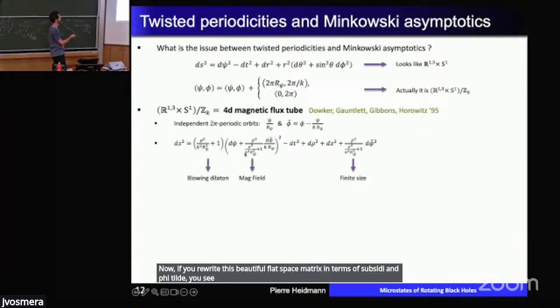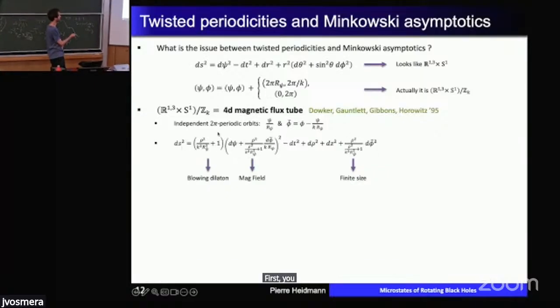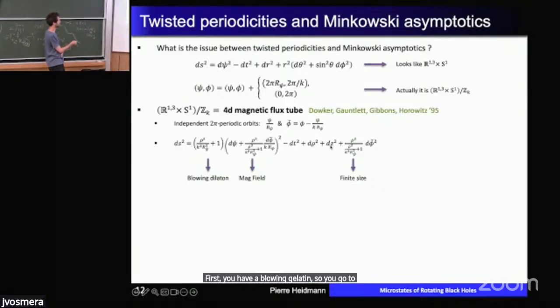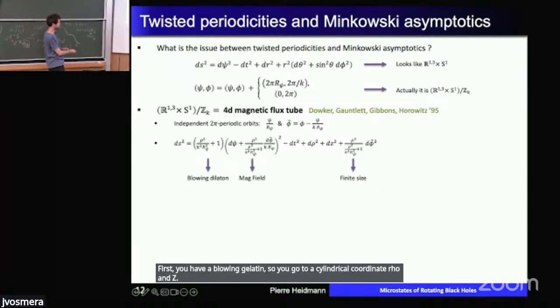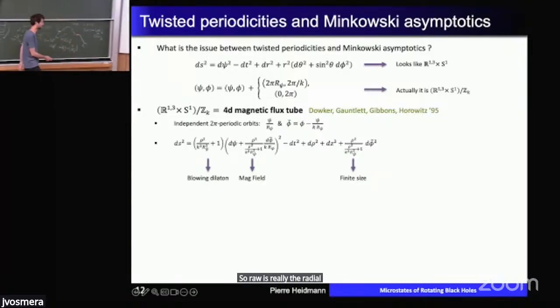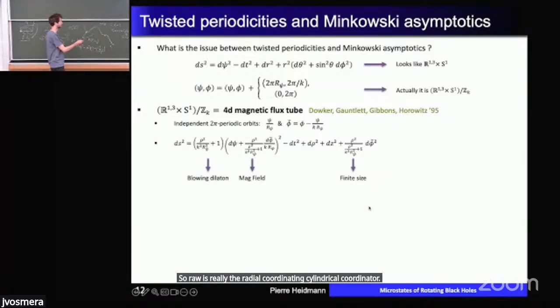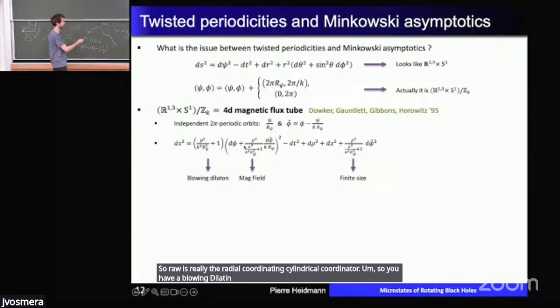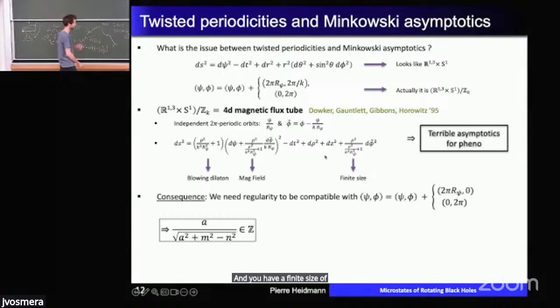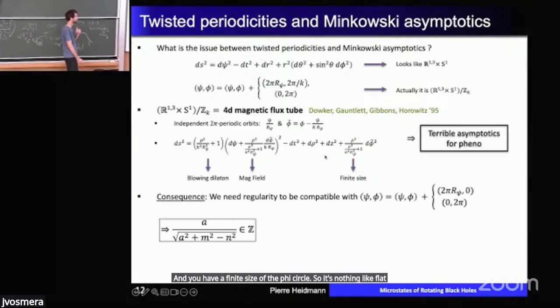Now, if you rewrite this beautiful flat space metric in terms of psi and phi tilde, you see a lot of problems happening. First, you have a blowing dilaton. So you go to cylindrical coordinates rho and z, where rho is really the radial coordinate. So you have a blowing dilaton along this psi direction. You have a magnetic field which is constant asymptotically, and you have a finite size of the phi circle. So it's nothing like flat space at all.